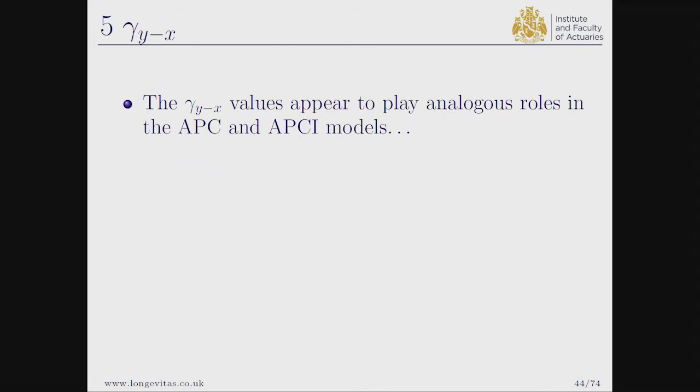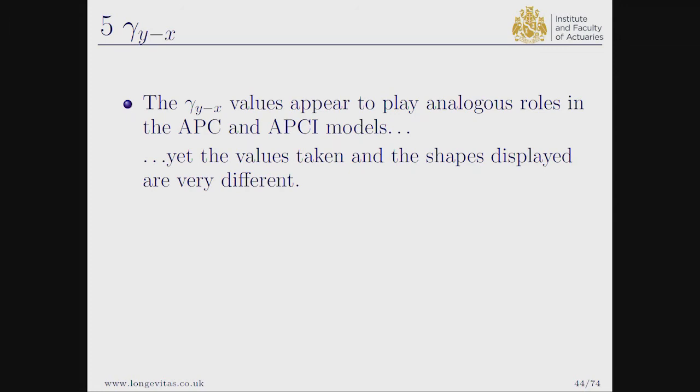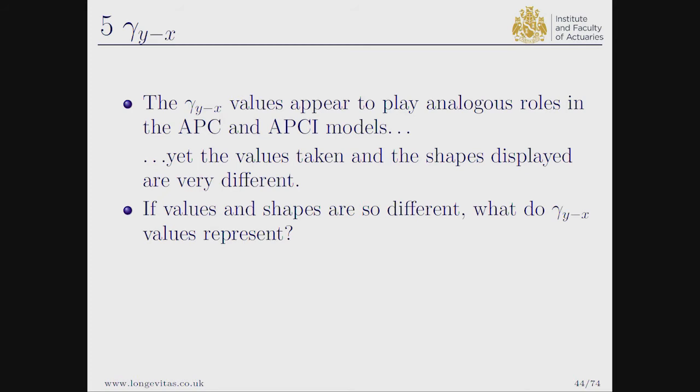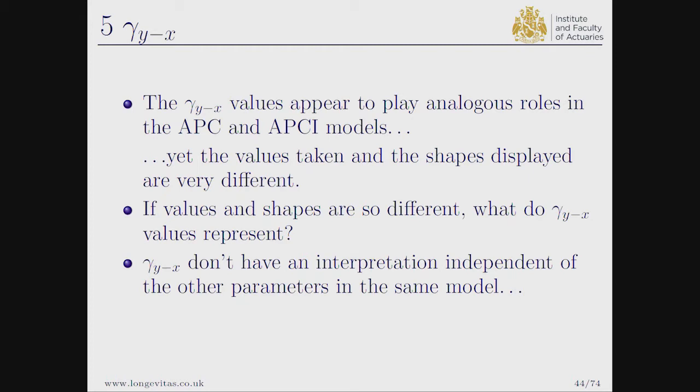Well, this leads to an interesting question. The gamma terms appear to play directly analogous roles in the two models. They look as though they're cohort terms or represent cohort effects. But the values taken in the two models are very different, and the shapes displayed are very, very different. If you take a given year of birth, the two models have very different ideas as to what the gamma term is. So if the shapes of these gamma terms and their values are so different between the two models, what do they represent? Can they represent a cohort effect at all if two different models have very different ideas of what the so-called cohort effect should be?